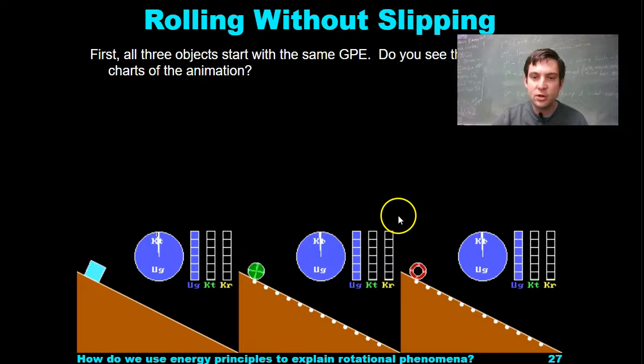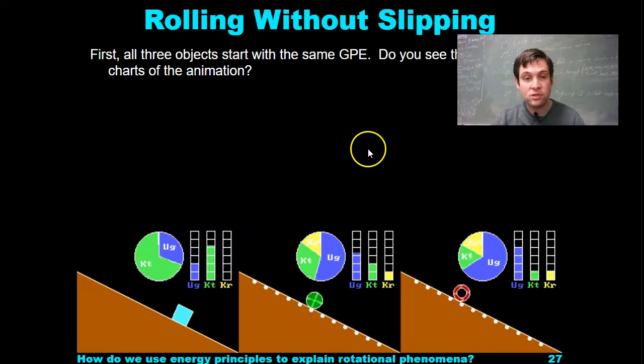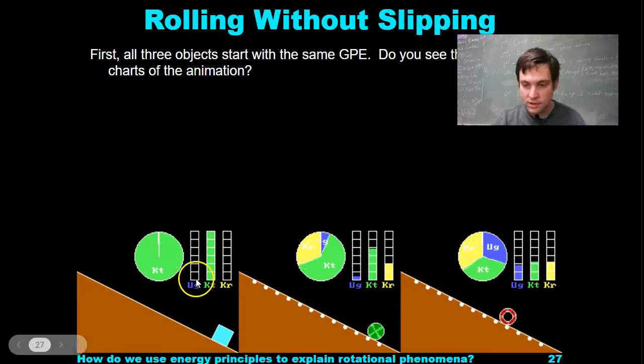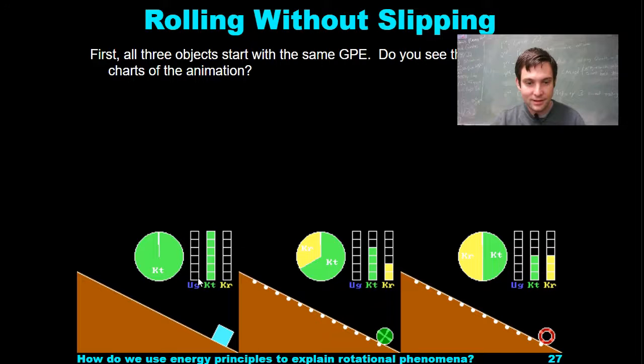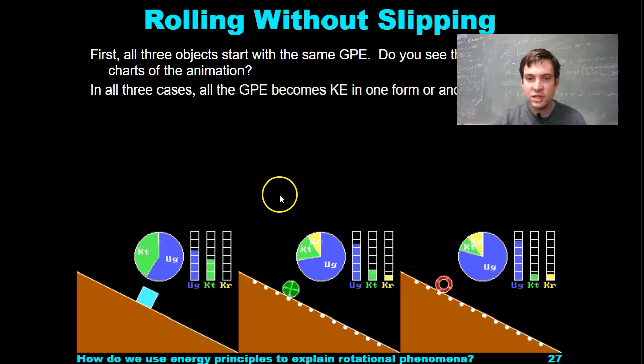First, all three objects start with the same gravitational potential energy, same height. If you have height, you have gravitational potential energy. Look at your charts at the beginning once it resets. Ready? Boom! Full! All gravitational potential energy is the same.